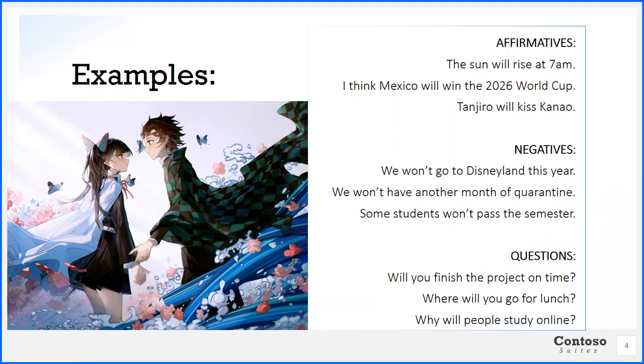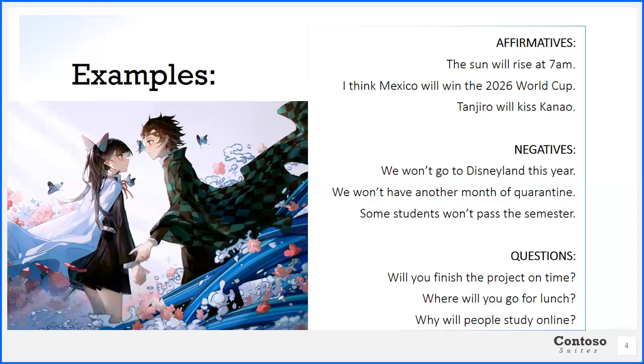This next example has to do with the anime of Demon Slayer. So we have two characters which we can see in the image, and my prediction is that Tanjiro will kiss Kanao. All right. This hasn't happened yet in the anime, but this is my personal prediction that it's going to happen. It will happen.